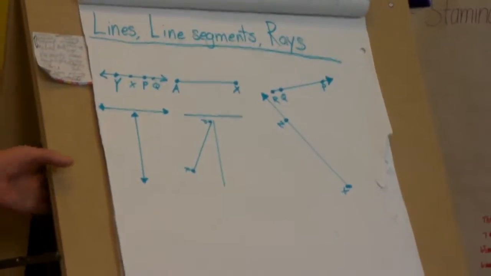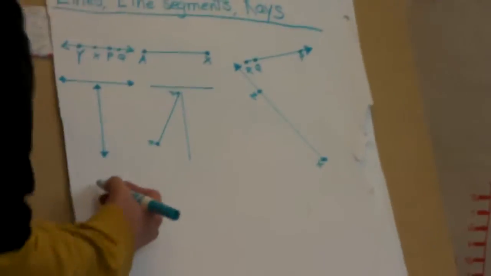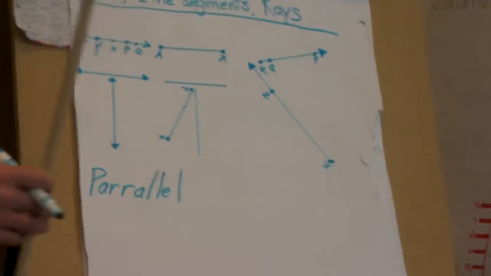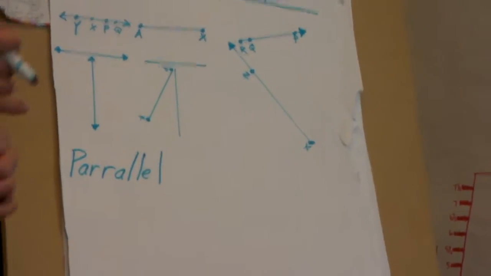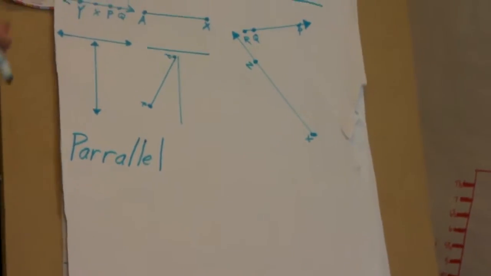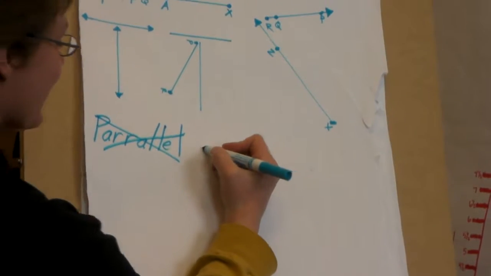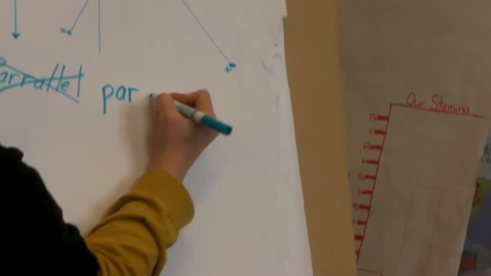Now, what we're going to talk about next is parallel. How many of you have heard the word parallel? Parallel. That's always a tricky one for me to spell. So I always like to check. Parallel. Yes. It's always a tricky one for me to get. And I spelled it wrong. I knew it. Okay. Parallel.